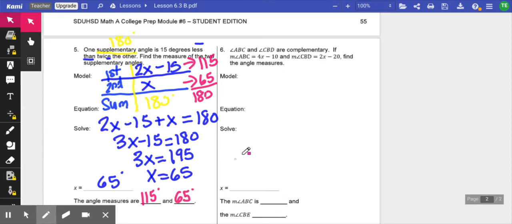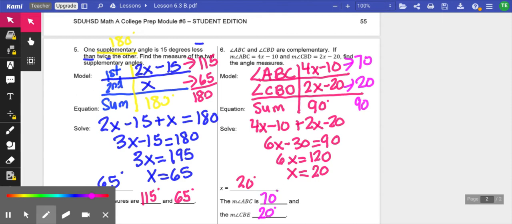All right, I'm going to have you pause the video and try number 6 and then check your answer. All right, did you get 70 and 20? If you did, you can fast forward through the video. If you didn't, then we are going to talk about it. So I said complementary. So when I saw complementary, I knew that I had to put 90 degrees. Then I put my angles in. These two have to add up to 90. So I wrote my equation. I have to put equals 90 there, don't I?